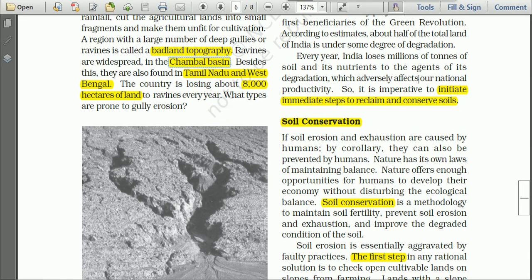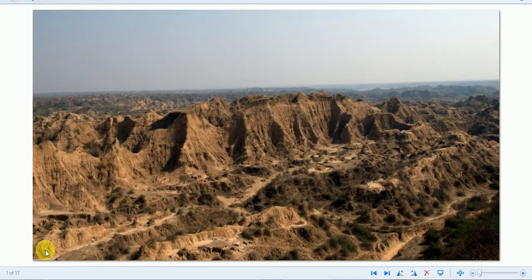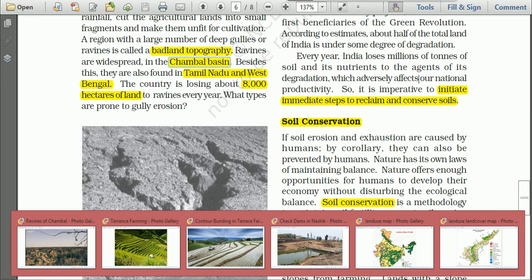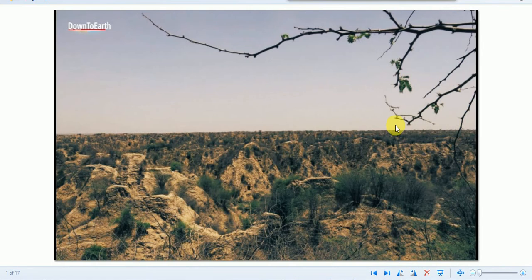Okay, as you see here, this is a photograph showing Chambal badlands or Chambal ravines. Okay, here the land cannot be used for any other purposes, maybe for agriculture or for settlement. So this is the Chambal badland. And we have one more photograph. This is another photograph showing Chambal ravines. Okay, so in this way, land is degraded due to erosion processes.